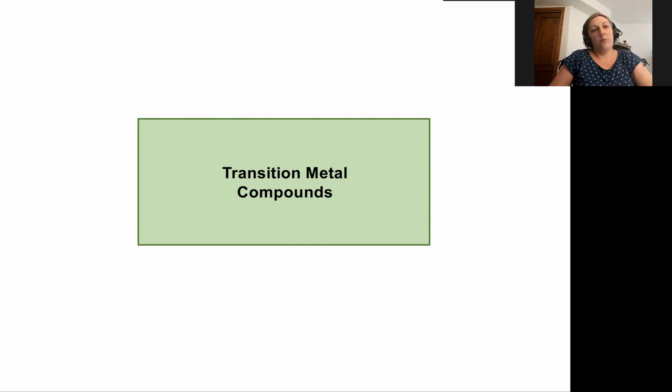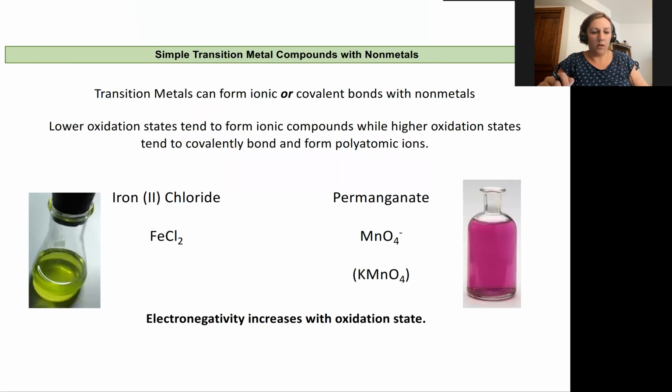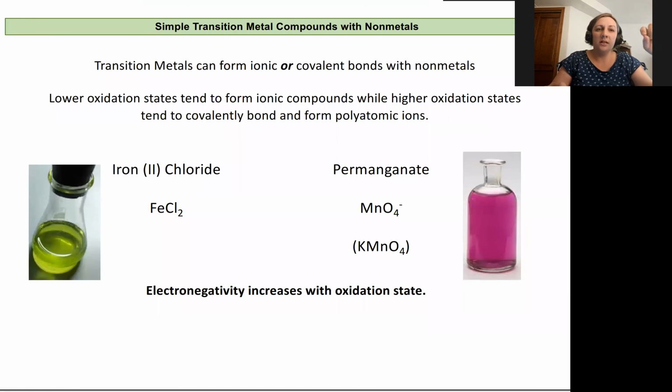In this lecture, we're going to start talking about the compounds that transition metals form in nature typically. And when doing that, we get to talk about something really cool, which is that transition metals will form ionic or covalent bonds with nonmetals. That's like one of our first layers of, kind of, unveiling what's really going on in chemistry.